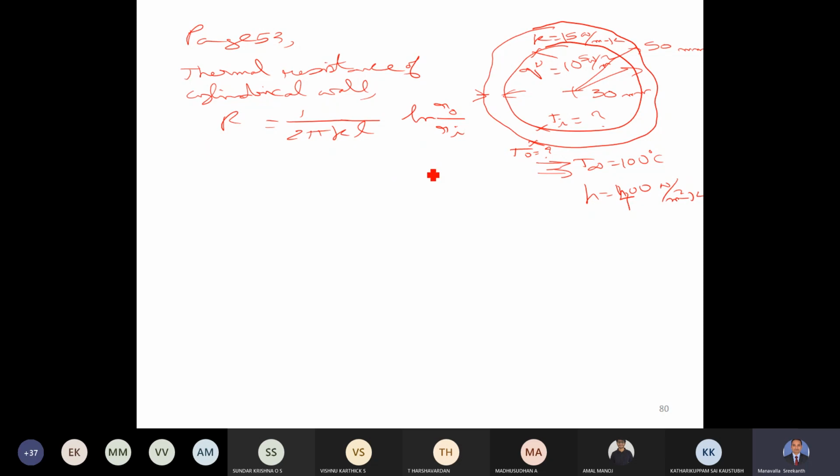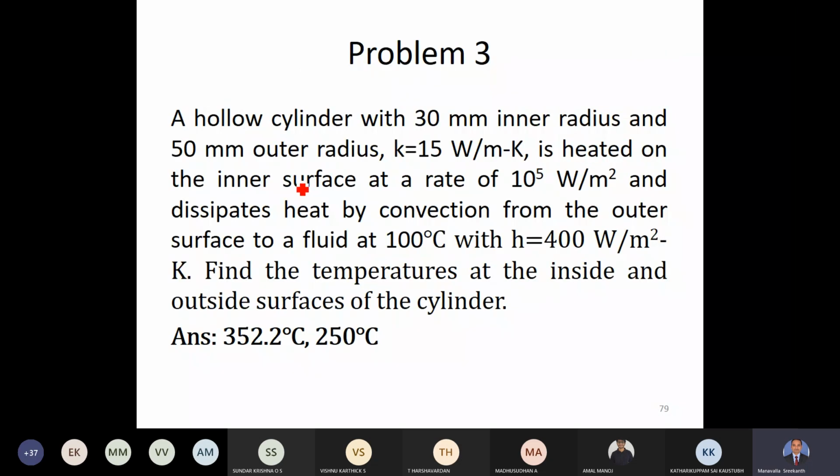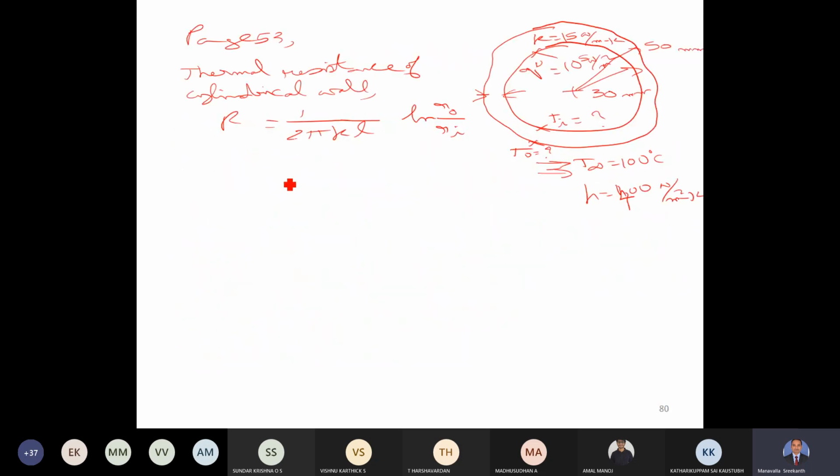Now in the problem, do we have the length of the cylinder? Length of the cylindrical shell? Is it given in the problem? No. Let us assume that length be 1 meter. That means all the calculations that we do will be representative of a unit length cylinder. Okay, so using this we can now proceed. We know the value of K, L we have taken as 1, R outer and R inner are also known to us. Okay, so now I'll try to calculate the resistance.